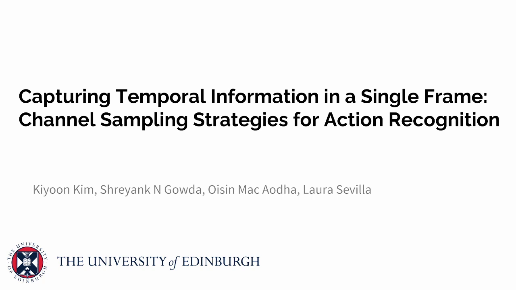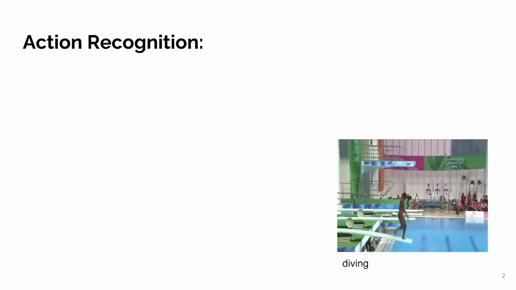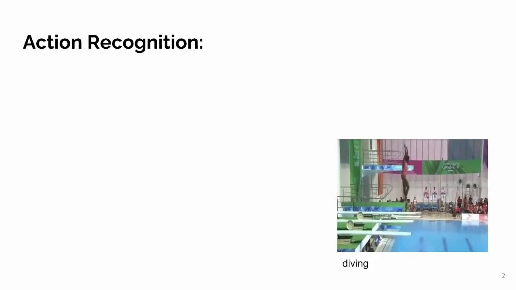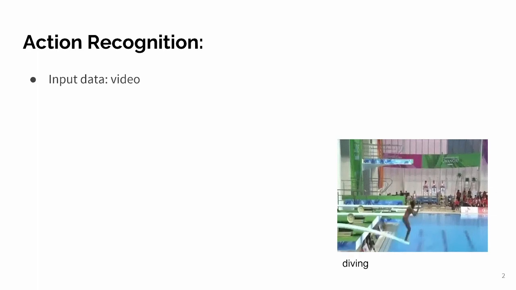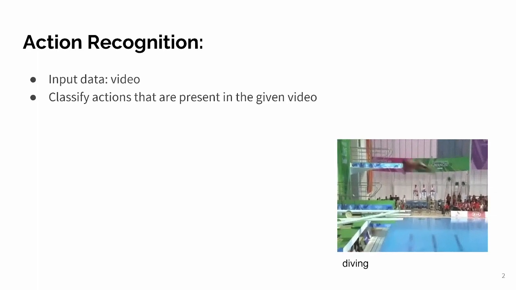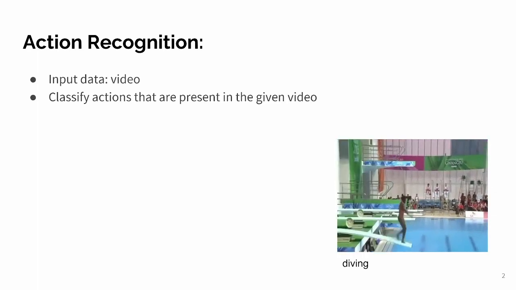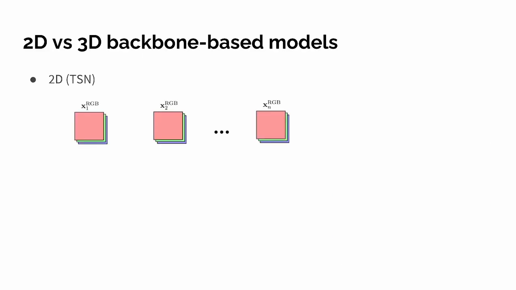Today we're going to talk about improving efficient 2D backbone-based action recognition models. We're trying to solve the problem of action recognition, and in this task, the input data is a video, and given that video, we need to classify actions that are present. Let me introduce the standard pipelines of this task.